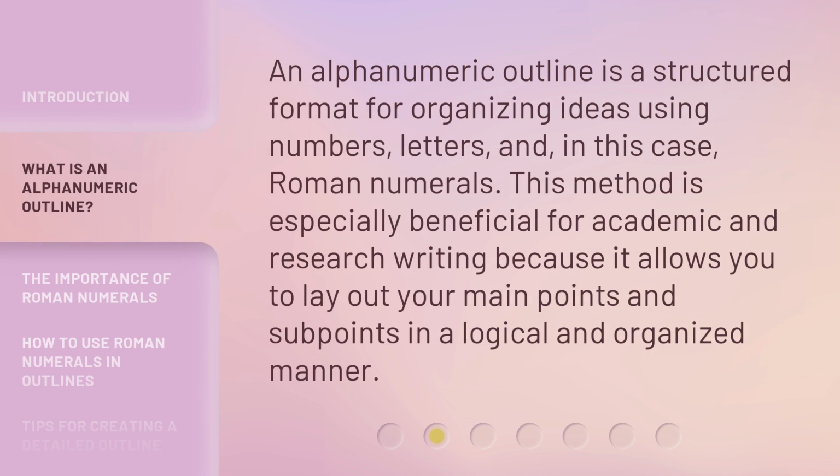An alphanumeric outline is a structured format for organizing ideas using numbers, letters, and, in this case, Roman numerals. This method is especially beneficial for academic and research writing because it allows you to lay out your main points and subpoints in a logical and organized manner.